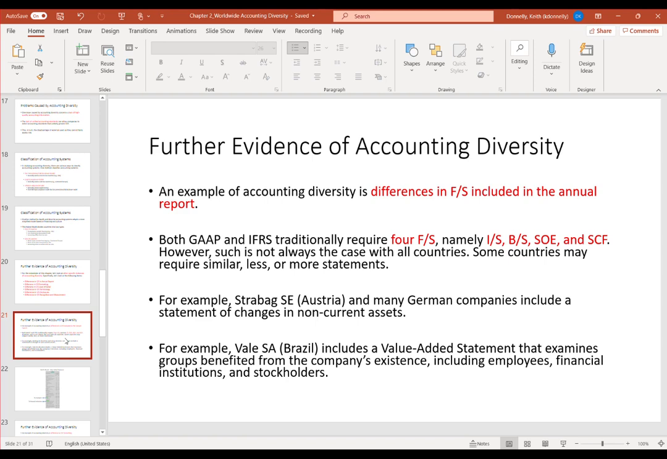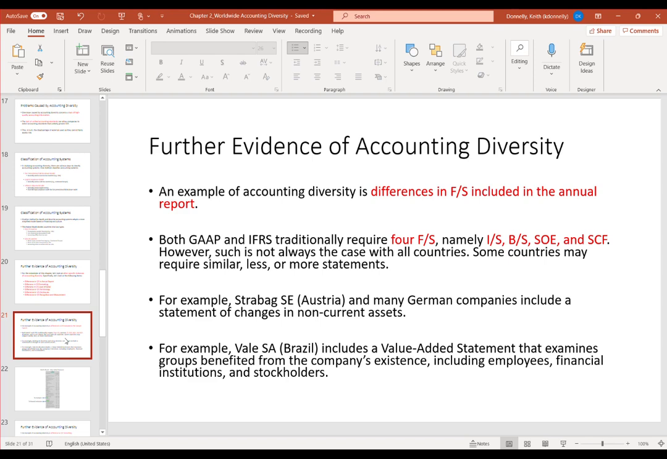And some countries, right, they're going to have country-specific rules. So they may have a 5th or a 6th financial statement. But for right now, let's just assume that we're going to deal with 4 financial statements, right? And like I said, the latter 2 lines here, they're going to talk about an Austria company and a Brazil company where they include those other statements, right? So 4 is traditional. Depending on what country you're in, you may have 5, 6, 7, 10, 20.